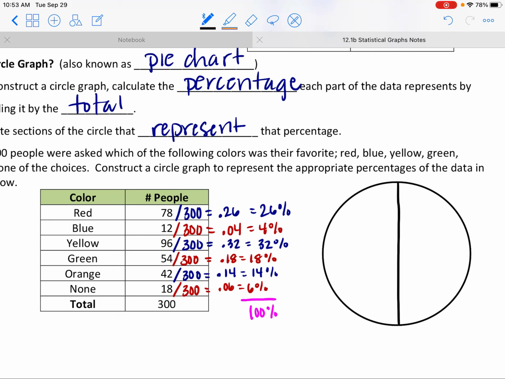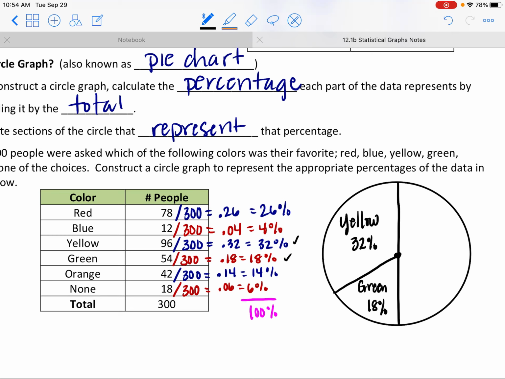Okay, so half of that circle now is going to be broken into 32% and 18% for yellow and green. So 32 and 18, let me make a center here, is going to look something like this. It doesn't have to be perfect, but something representative. So let's make this the yellow 32%. And let's make this the green 18%. Okay, so I've taken care of this and this.